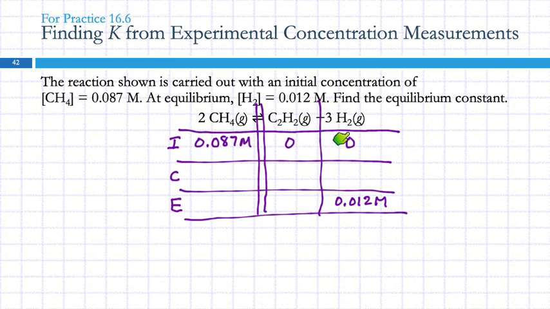So for H2, we know initial and final, so we can calculate the change. 0 plus 0.012 is going to give us that final. Right? So you could also think of this as being like the addition line, right? So we're adding these two things to get what's down here. Okay, so if this went up by 0.012, how did this go up?